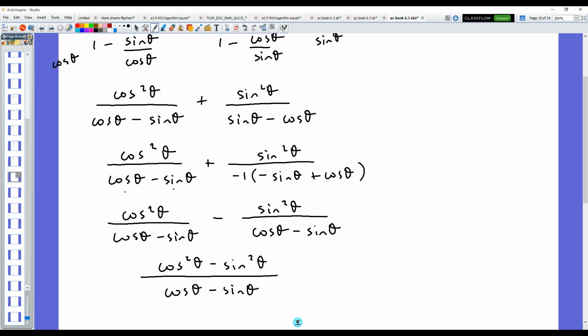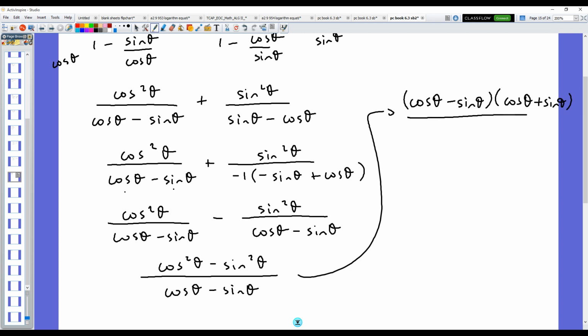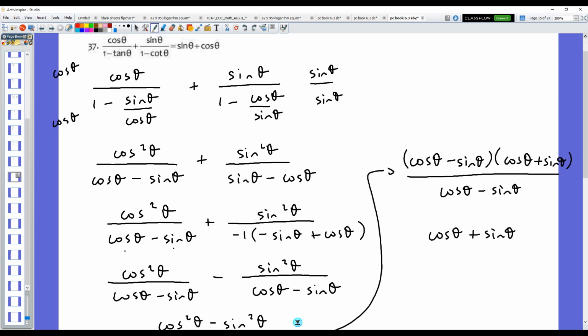Cosine squared minus sine squared is cosine minus sine and cosine plus sine, over cosine minus sine. That allows the group cosine minus sine to cancel, so we're left with cosine plus sine, which I believe is the target. The target is actually sine plus cosine. You can stop at either one of those.